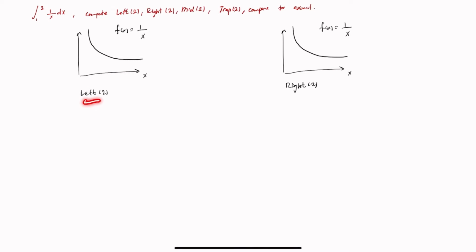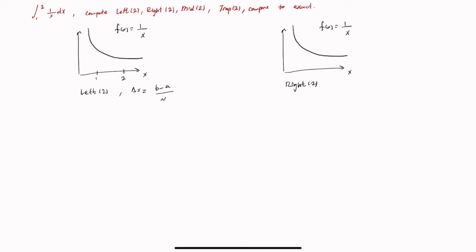Then I want to find left of 2 and then right of 2. So first let's find left of 2. The first step in here is to notate our interval, which is going from 1 to 2, from the limits of integration. And then we want to find delta x, which is the width of each rectangle. So delta x is going to be equal to (b minus a) over n. Now n is going to be equal to 2.